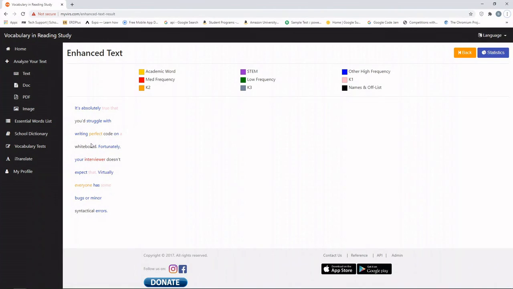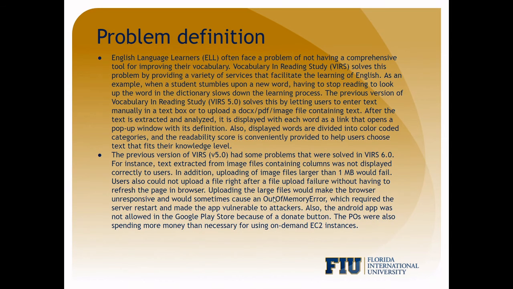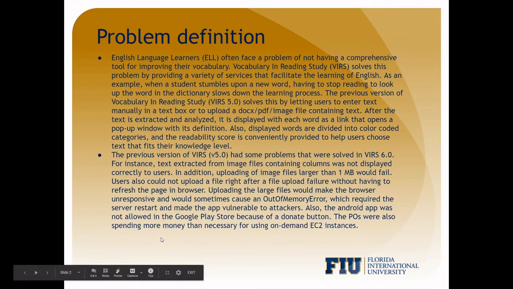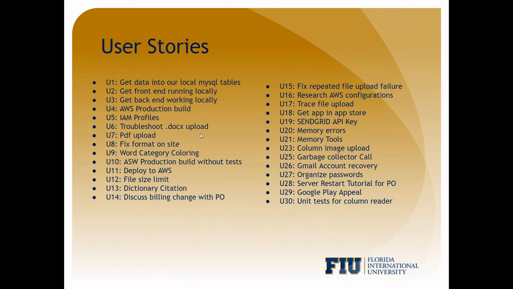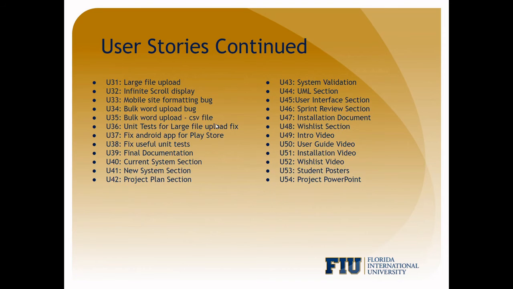A couple of improvements have been made to the Android app. The app was not allowed in the Google Play Store because of the donate button that it had. The button has been removed and the app is now available in the store. Also, the AWS configuration has been changed so it saves 30% per year for the product owners. These are all the user stories completed in this semester.